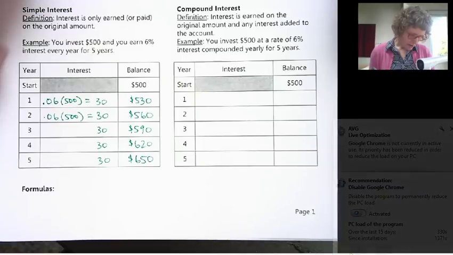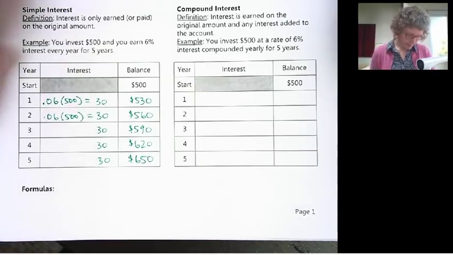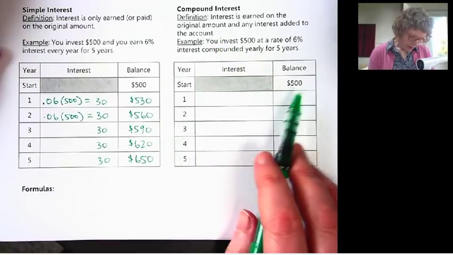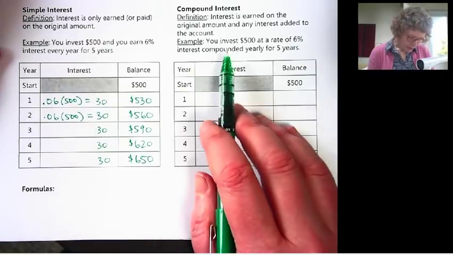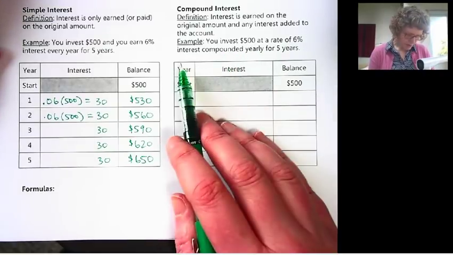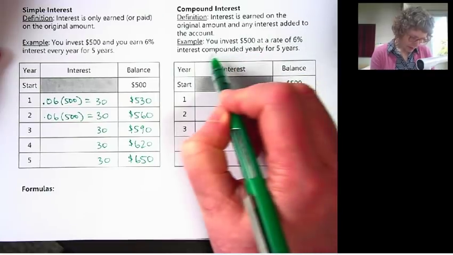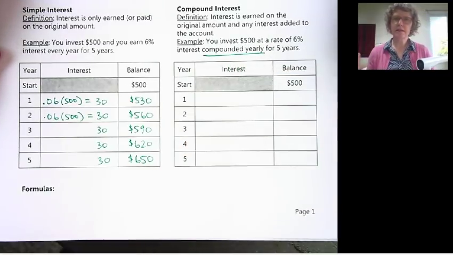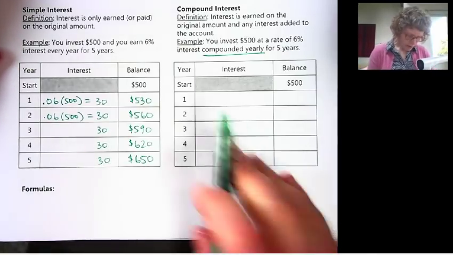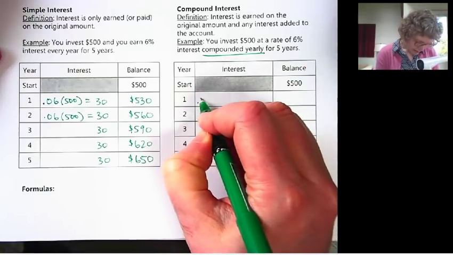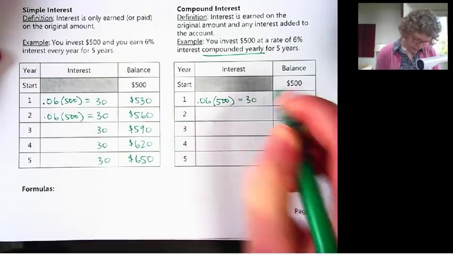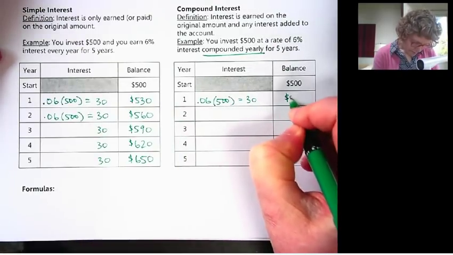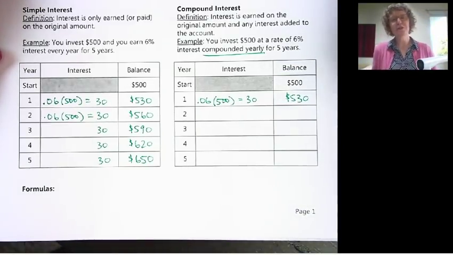Okay, so now for compound interest, we have the same example, so we can compare our answers at the end here. So you invest $500 at a rate of 6% interest, compounded yearly. So with compounding, they have to tell us the interval or the periods of compounding. Again, for 5 years. So we start with $500. We take 6% of 500. We already know that's equal to $30. So we have $530. So the first year looks the same.